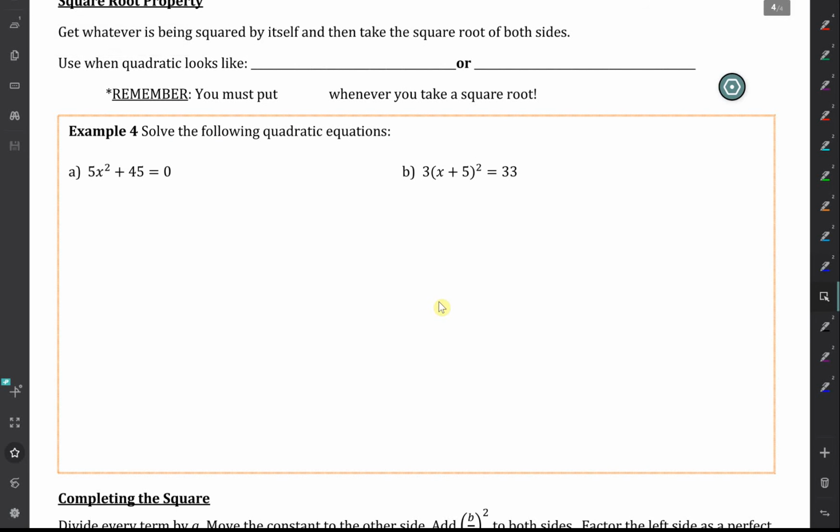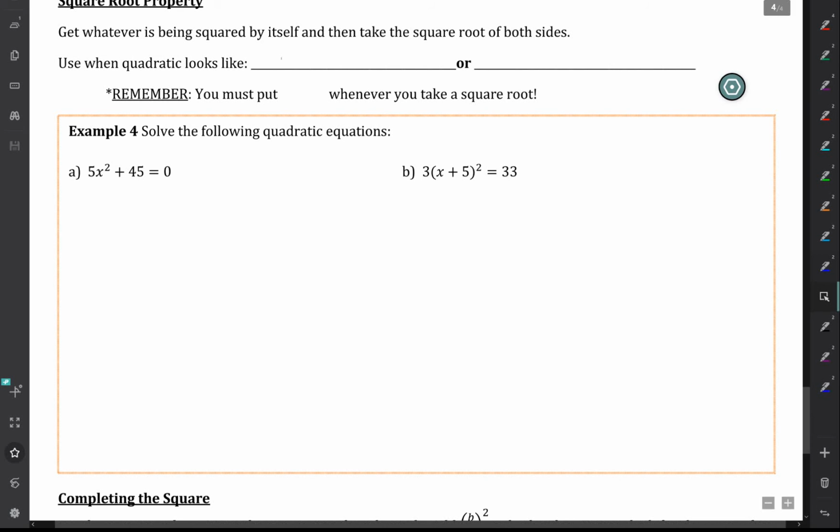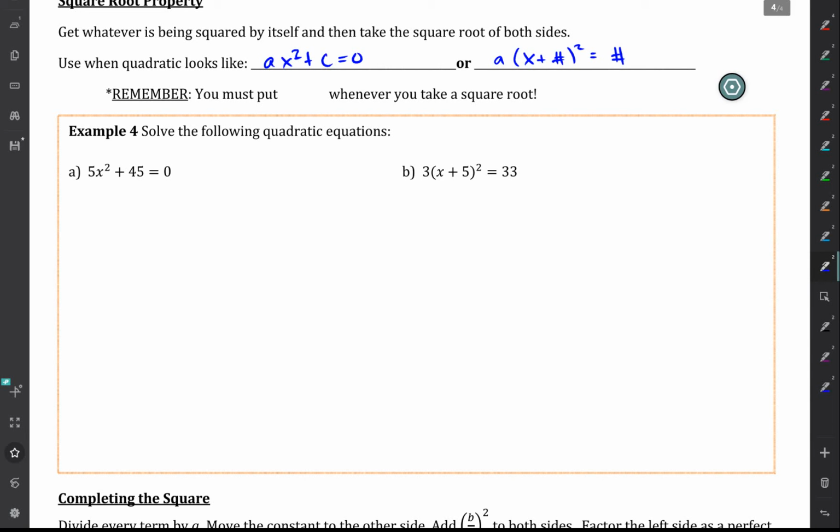Okay, another way to solve quadratic equations is when a quadratic is in the form ax squared plus c equals 0, or more generally, if it's in the form ax plus some number squared is equal to some other number, then you can use the square root property. What you're going to do is try to get whatever's being squared by itself and then take the square root of the other side.